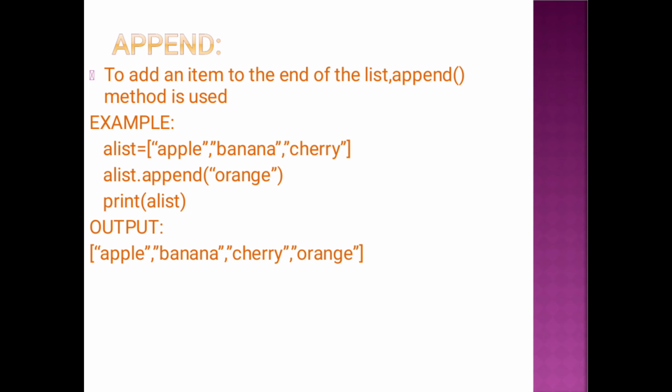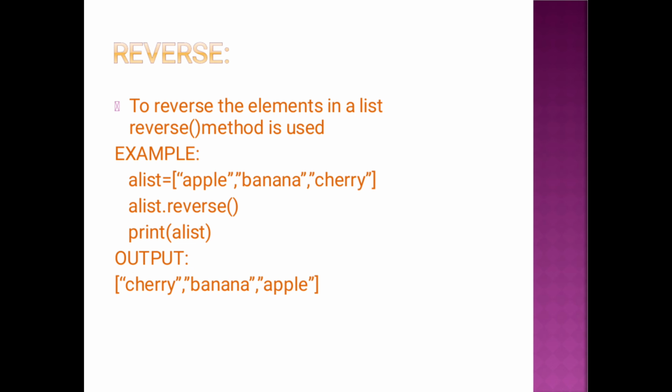And the next one is append. To add an item to the end of the list, the append method is used. For example, a list contains apple, banana, cherry. I want to add orange at the last of the list. I use this append method to add the orange in the list.